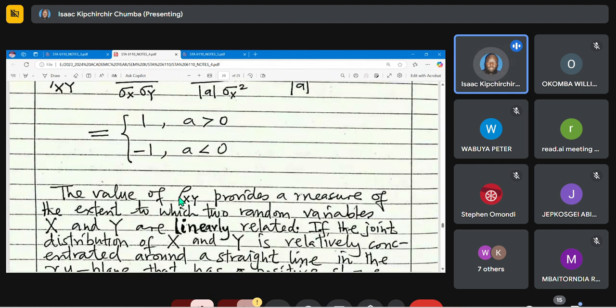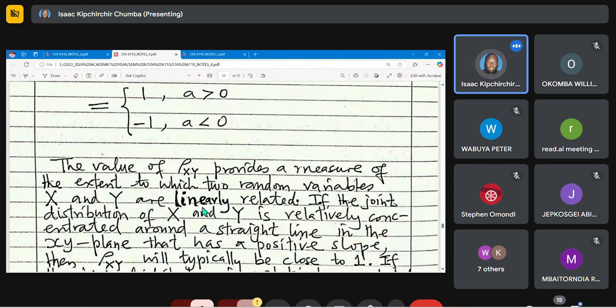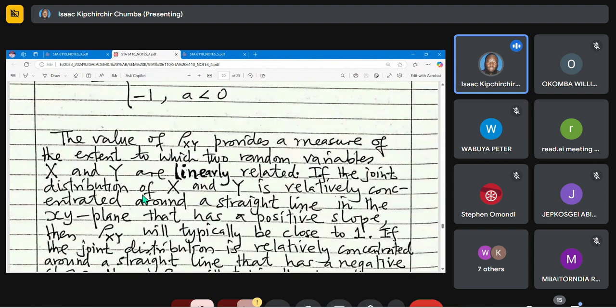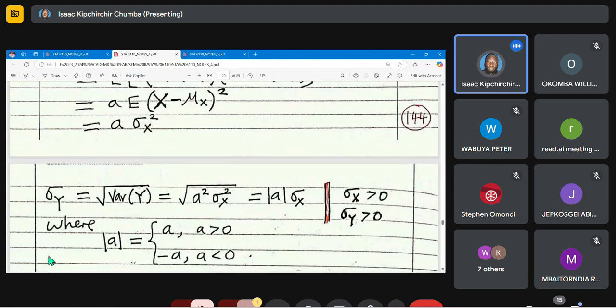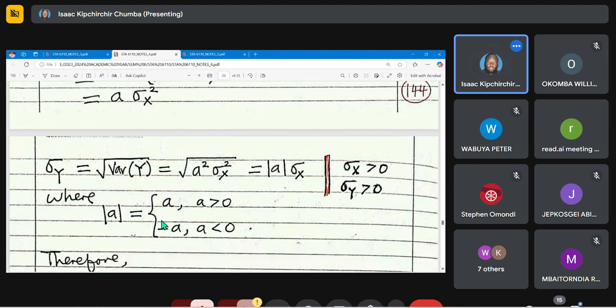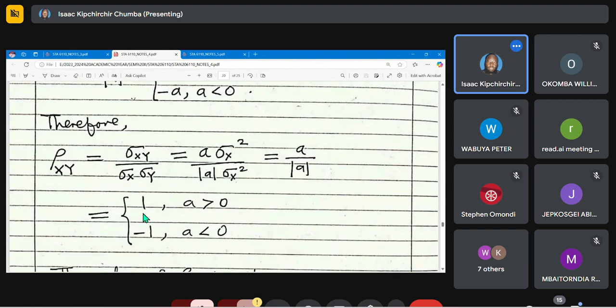So the value of the correlation provides a measure of the extent to which two random variables x and y are linearly related. How are they linearly related? Because we are defining the linear function. So if the joint distribution of x and y is relatively concentrated around a straight line, so when you say they are linearly related, if you are to plot these values, they will fall on a straight line with positive gradient. They will have a correlation of 1. And if they fall on a straight line with negative gradient, they will have a correlation of minus 1.